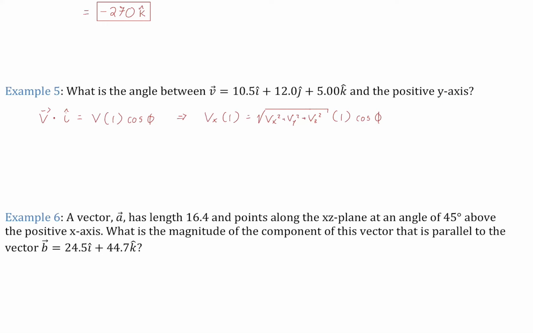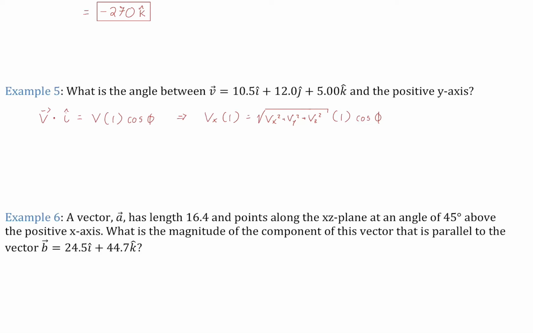The only component that wouldn't become 0 is vx, because the i hat component, again assuming this is the x-axis, is just 1 along the x direction and 0 along the y and z directions. In other words, vy and vz, the components of v along those other axes, would just be multiplied by 0, so they don't show up. The only one that survives is vx times 1.